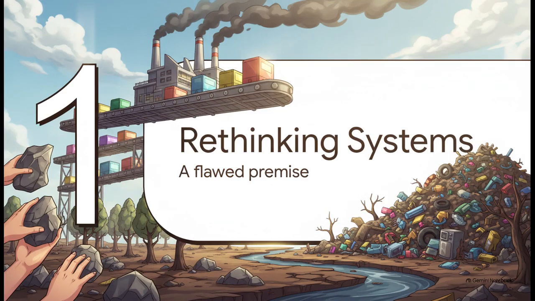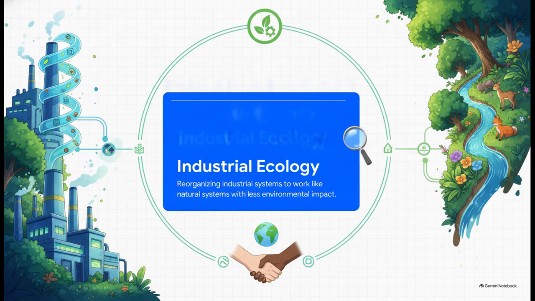Okay, let's dive into this. Section 1. Rethinking industrial systems. For centuries, our industrial complex has operated on a pretty flawed premise: take, make, and dispose. We extract raw materials, we build our products, and whatever is left over just gets dumped. It's incredibly inefficient, and it creates a massive waste problem.